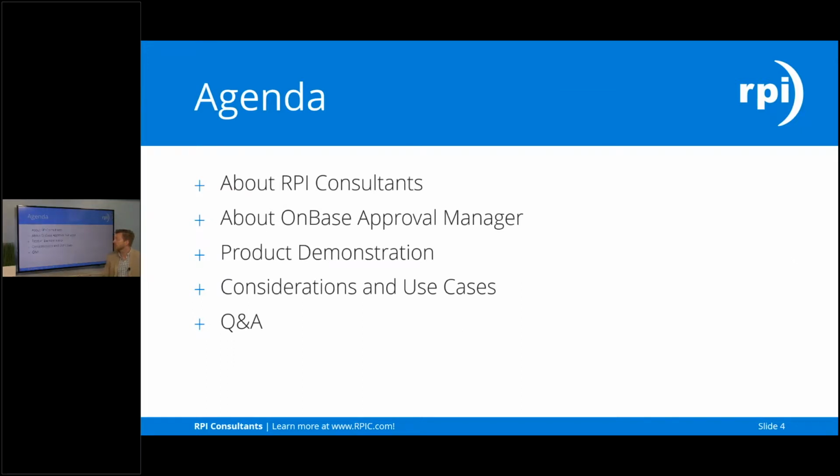A few things on the agenda. First and foremost, we're going to talk about our favorite thing, which is ourselves, RPI Consultants. We're going to jump into OnBase Approval Manager, what it is. We have a short video as well to highlight how you would change a few things in it, how you configure it, and what it looks like as an end user using OnBase. And we'll close out with some considerations and use cases, and then open it up for Q&A.